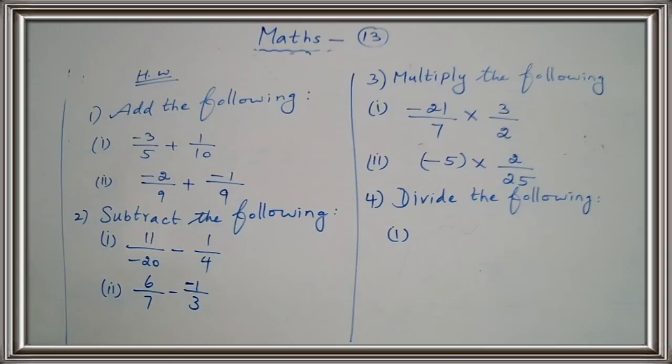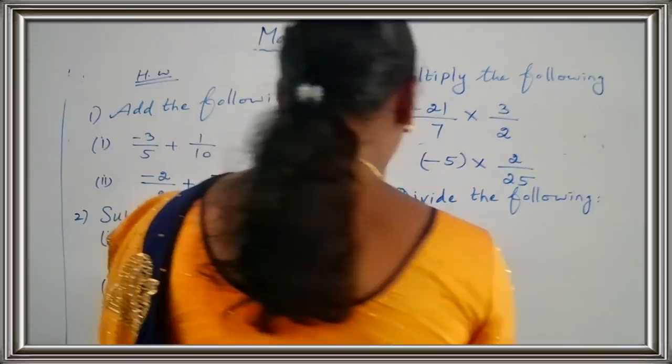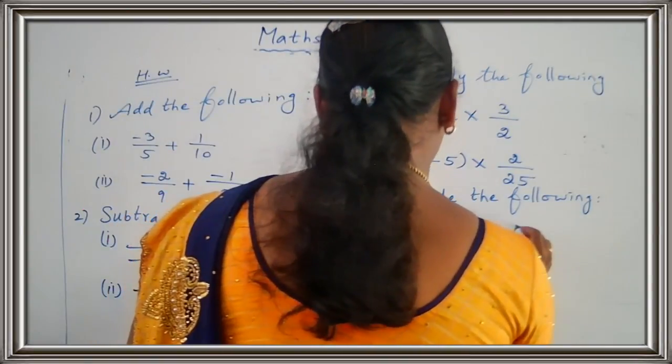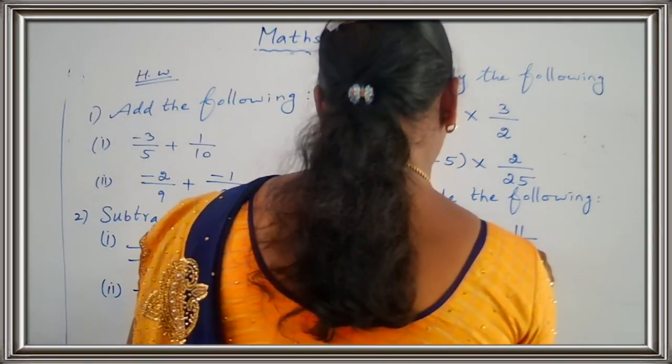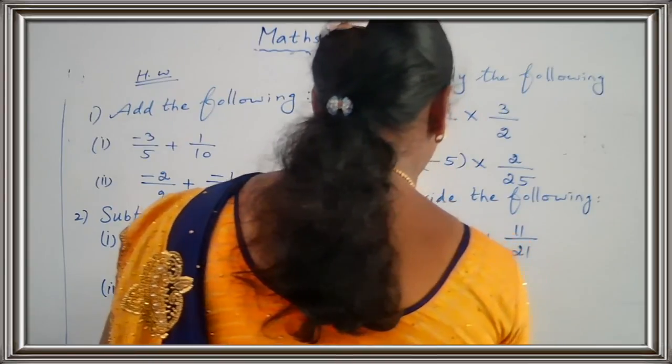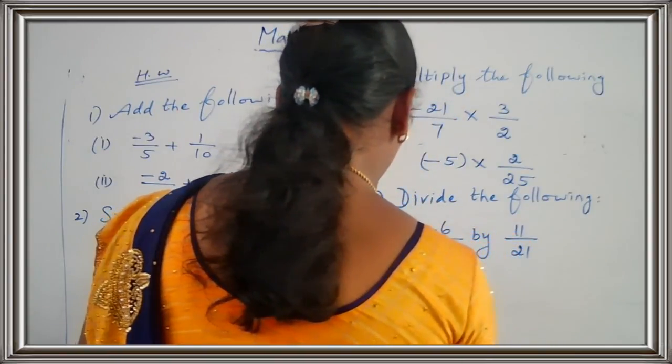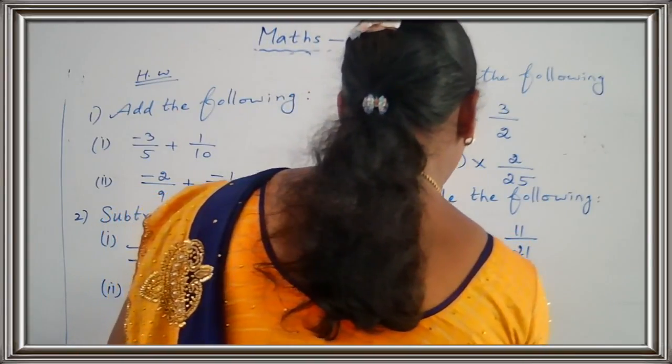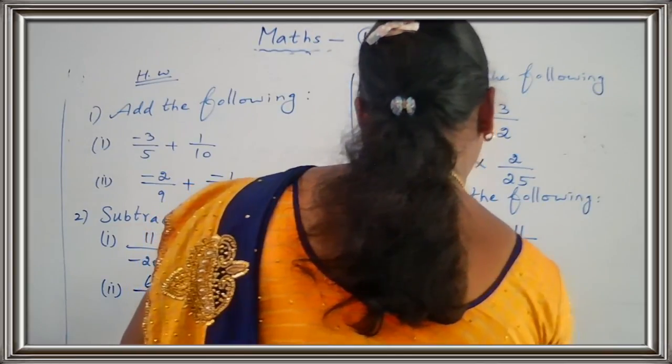Next is multiplication. So in multiplication, you first check whether there are any common factors between numerator and denominator. Suppose common factors are there, then divide them out. After that we multiply numerator by numerator and denominator by denominator. Okay, children, are you clear? Yes. Are you listening? Yes.